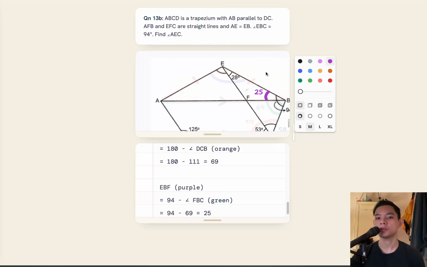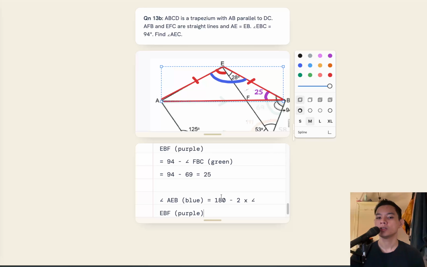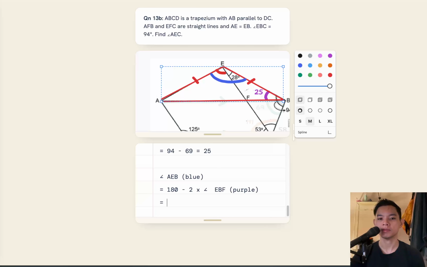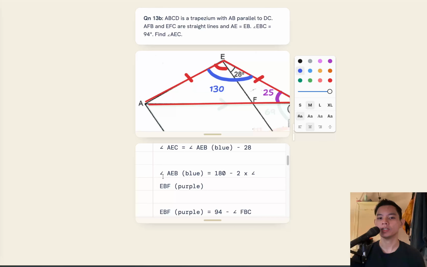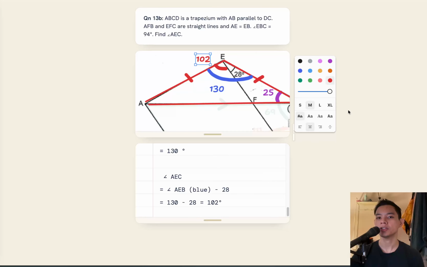Since we know the purple angle is 25, we can find out the blue angle over here. The blue angle is 180 minus 2 times the purple, basically 180 minus 2 times 25, and this will be 130 degrees. So that means we can find the red angle over here, which in this case is 130 minus 28, and this will give you 102 degrees. So there you go. The answer is 102 degrees.